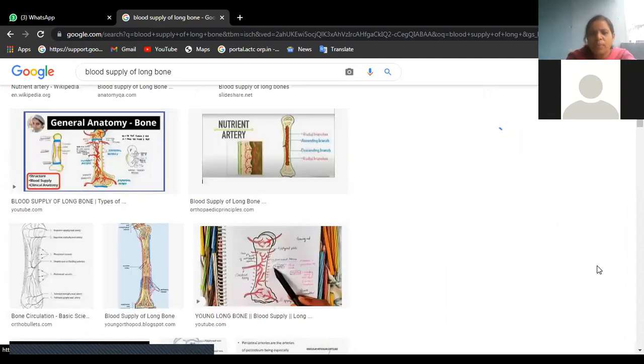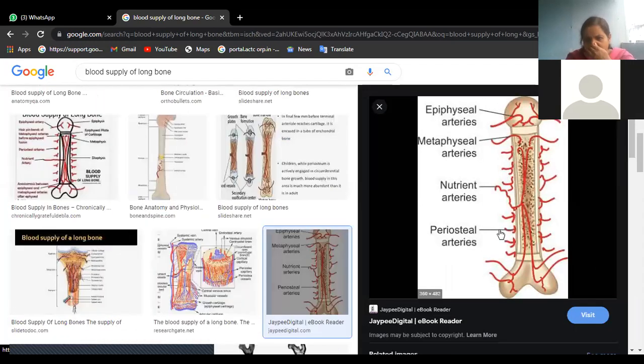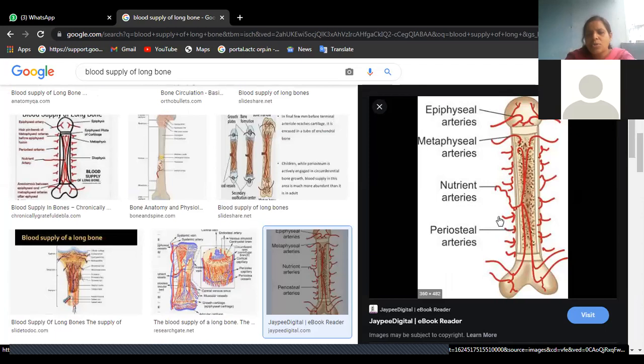This is a much better picture, beta. I want everybody to learn this picture. For blood supply, you have the nutrient artery entering. Practice this picture only. Then you have one branch going up, one branch coming down. At the metaphysis, you find the metaphyseal arteries, which are hairpin bends.